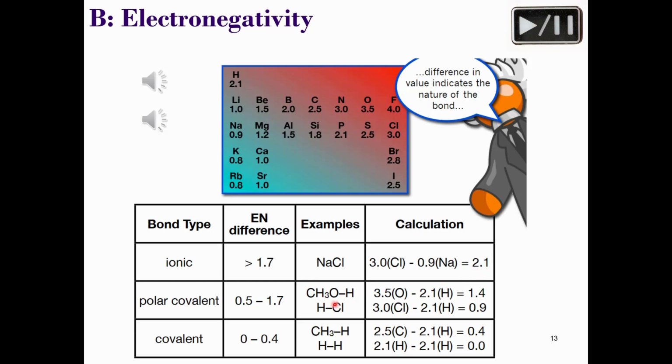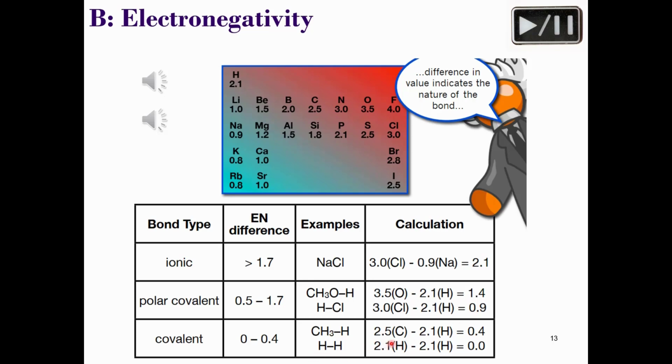Now, for the next row, we have methanol, and we're interested in the oxygen-hydrogen bond. Oxygen is the more electronegative element, so it has an electronegativity value of 3.5, and when we take away 2.1, we get an electronegativity difference of 1.4. Let's do the same thing for hydrogen chloride. Chlorine is 3, hydrogen is 2.1, and so we have 0.9.